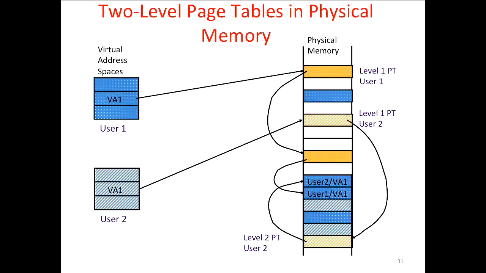It's just showing the 2-level page table. So here's user 1. He has 1 level 1 page table plus some number of level 2 page tables. Here's user 2. They have a separate level 1 page table plus their own level 2 page tables, and also some physical memory in there.